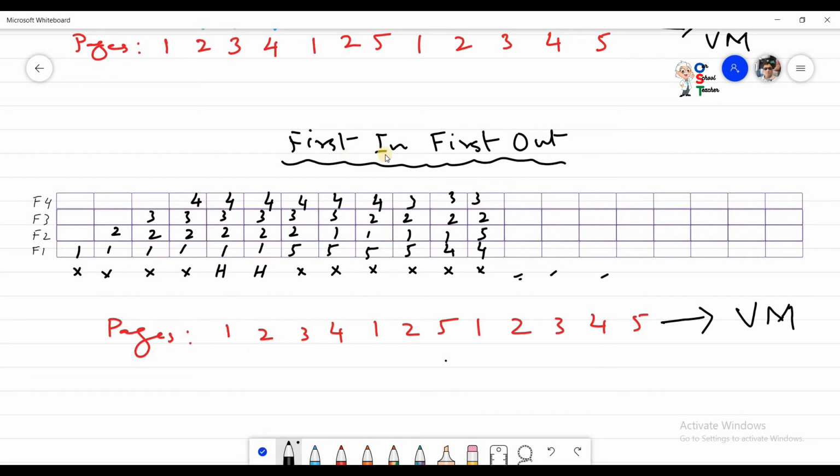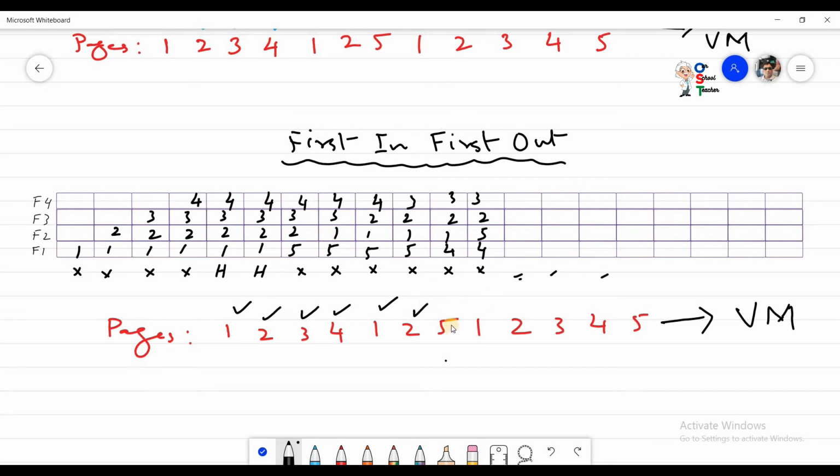As we are following the first in first out algorithm, the CPU requires page number one. This is a page hit, page number one is already there in the memory, so we don't need to replace any of the pages. All of the frames will have the same data. After this, page number two is required by the CPU. This is already there, this is also a page hit, so no need to replace any of the pages.